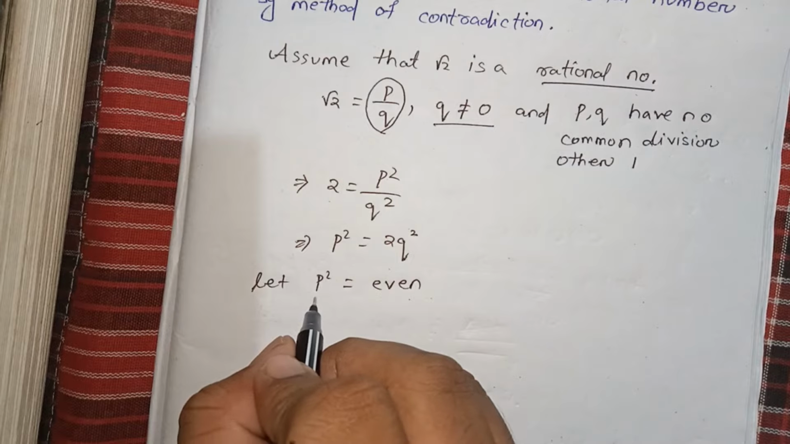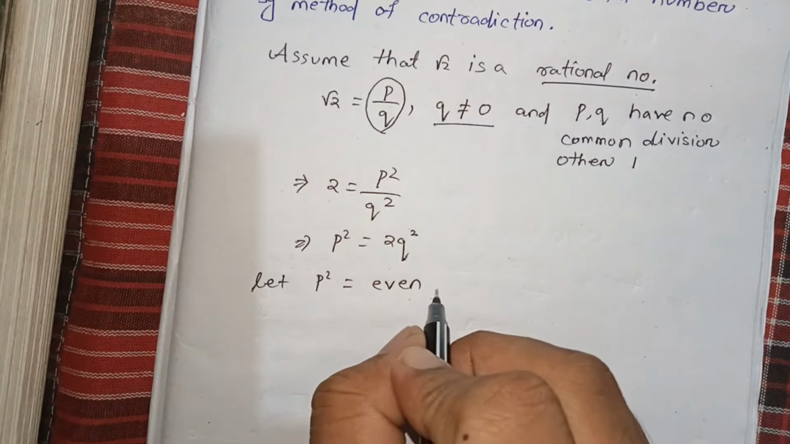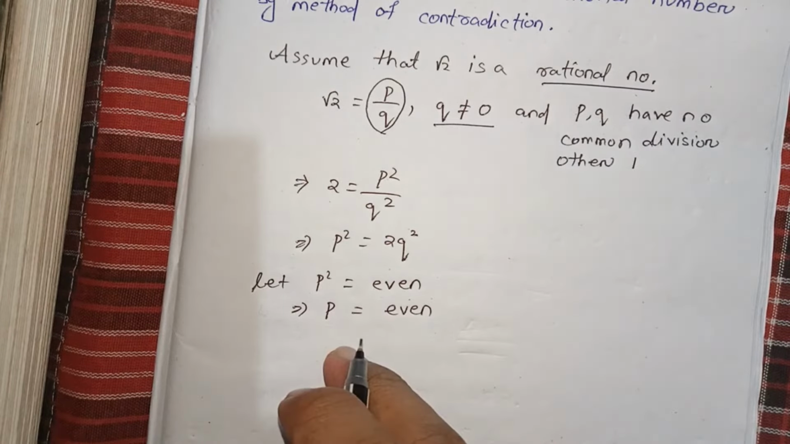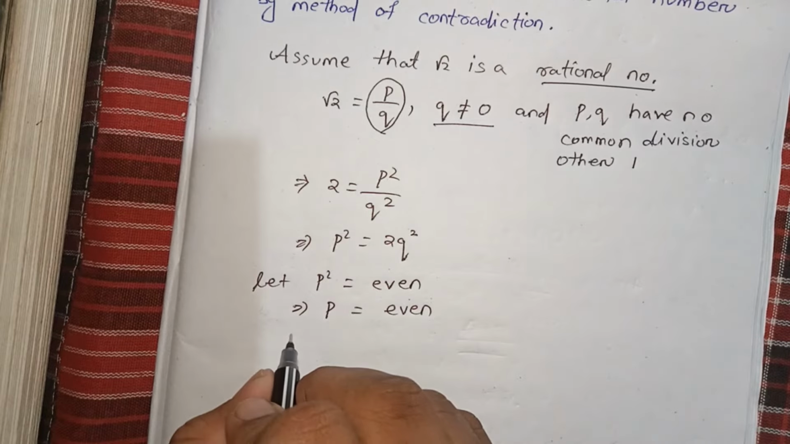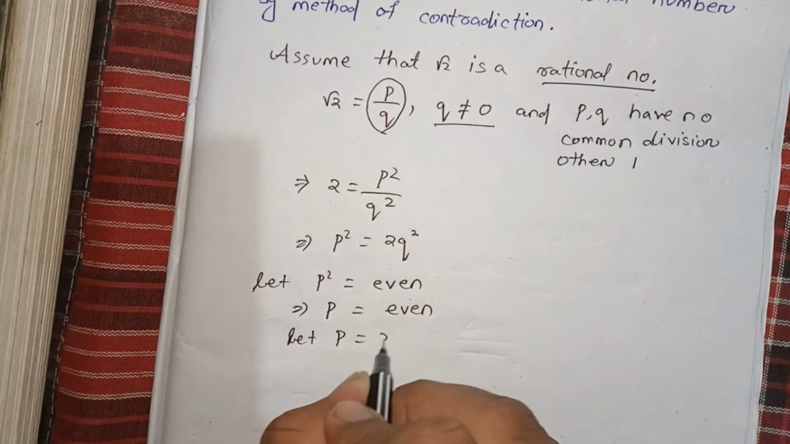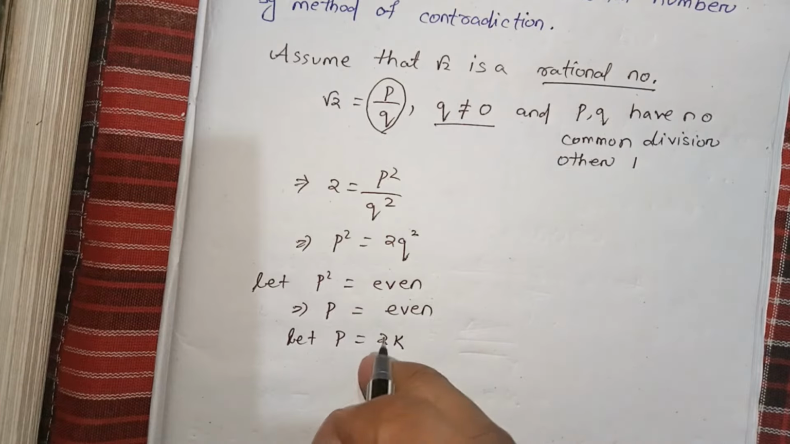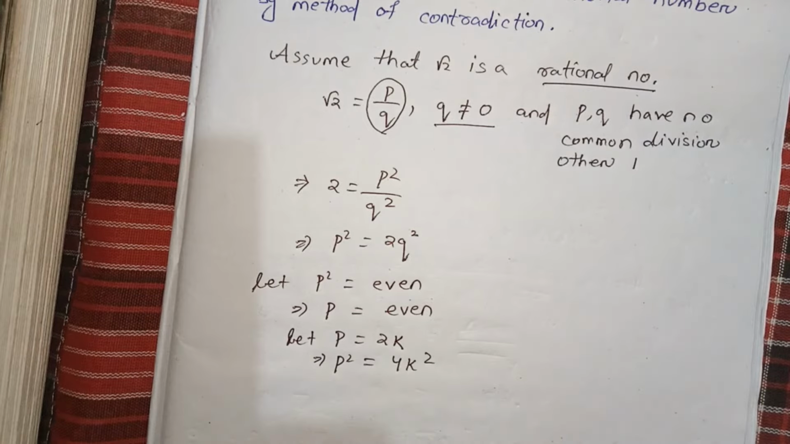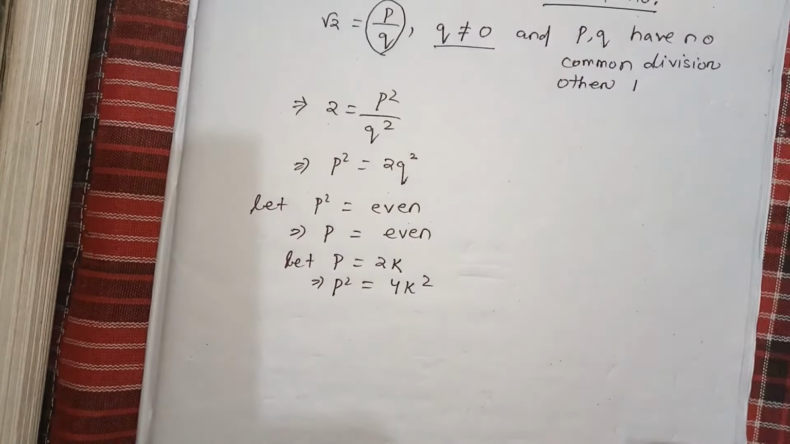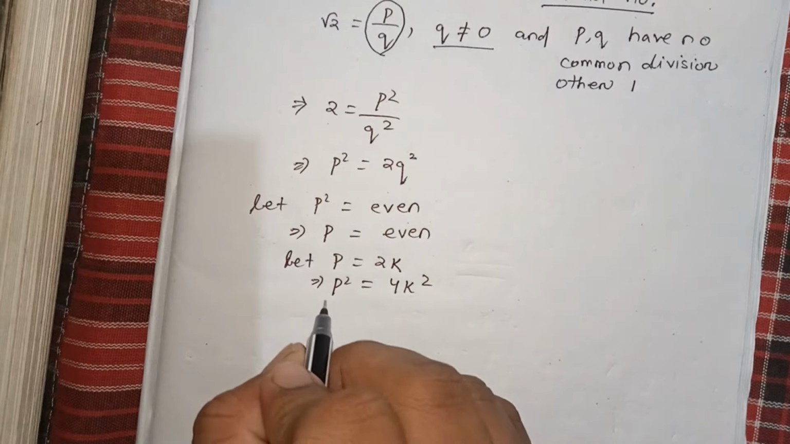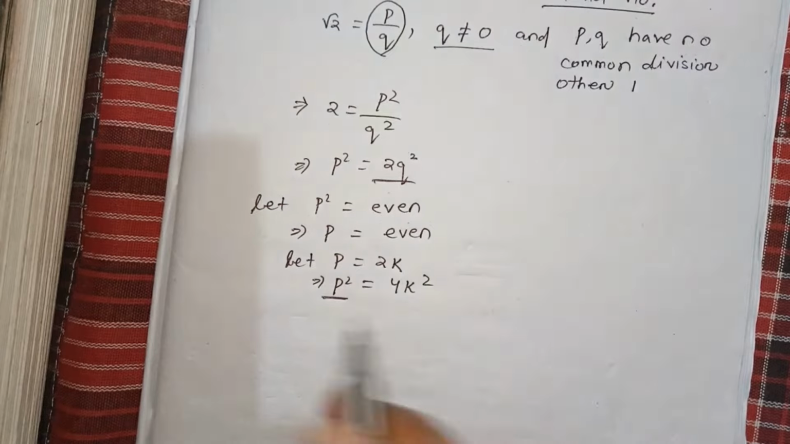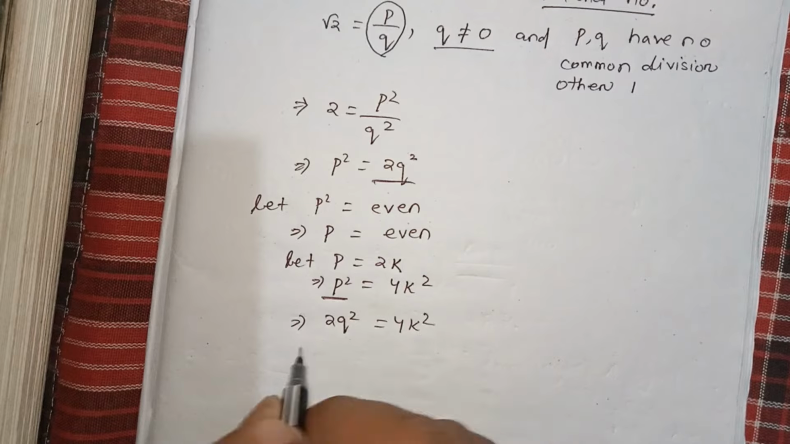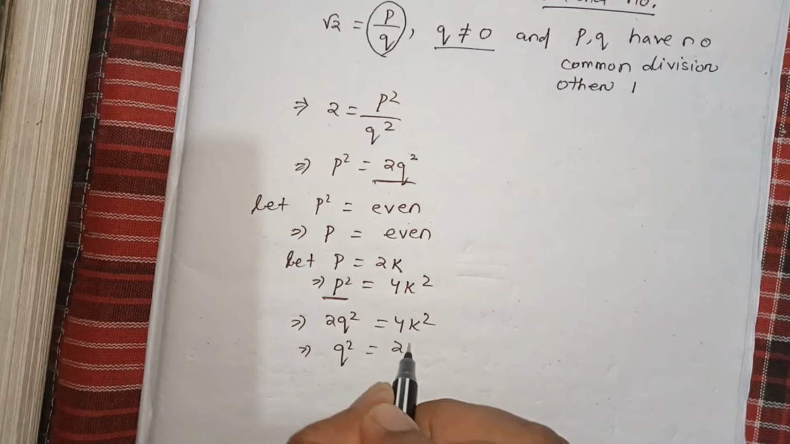As p square is even, this implies that p will also be even. If a number's square is even, that means the number is also even. So we can take p equal to 2k, and if we put this value, p square is equal to 4k square. We already know p square is 2q square, so 2q square is equal to 4k square, which implies that q square is equal to 2k square.